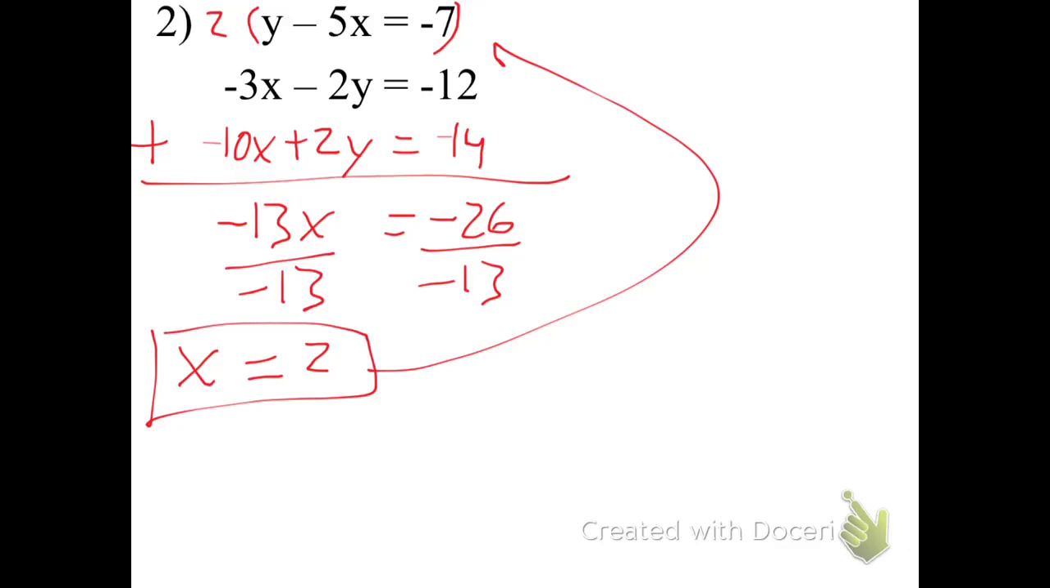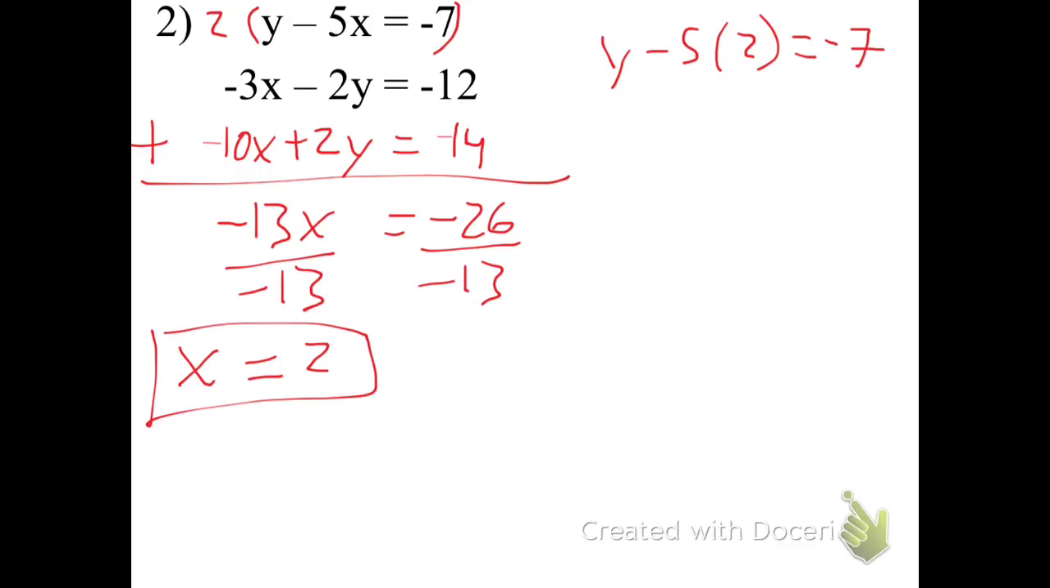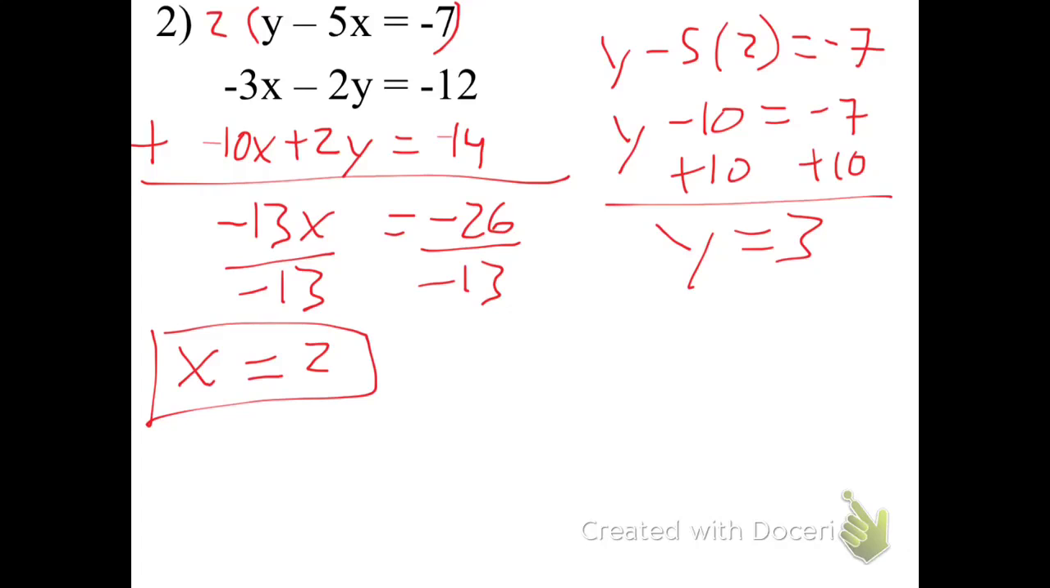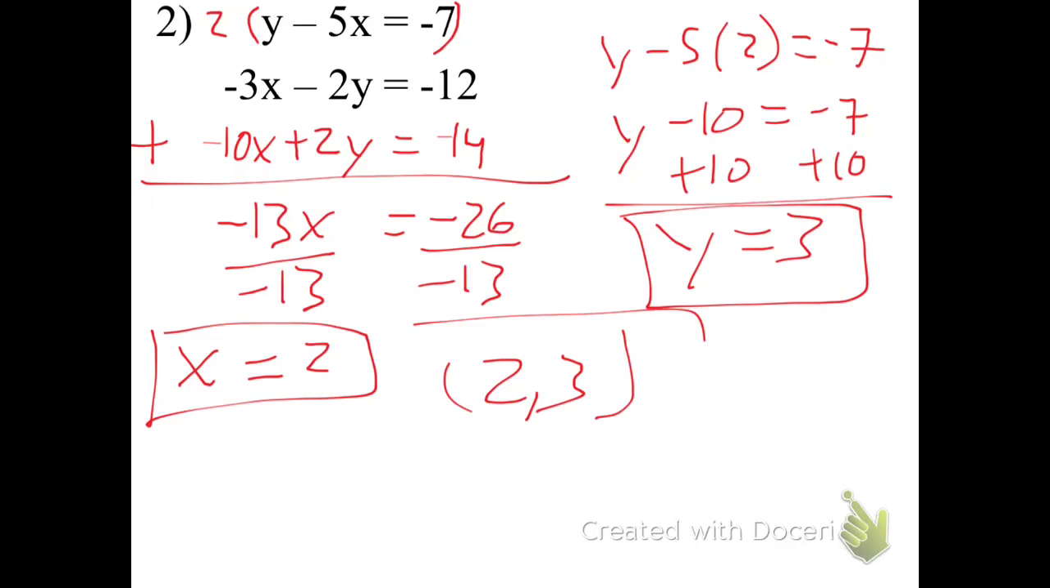I'm going to plug it into the first original equation because it's really close to being solved for y. Because it's y minus 5, replace x with 2, because that's what x is. And from here, I'm just going to try and solve for y. Negative 5 times 2 is negative 10. And I need to get y by itself, so add 10 to both sides. And you get y equals 3, because negative 7 plus 10 is 3. You get the point 2, 3, and you are done.